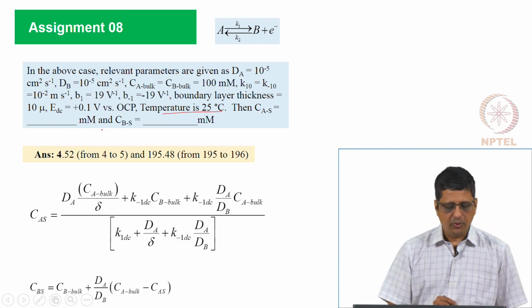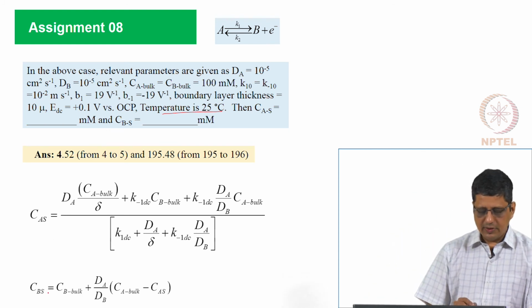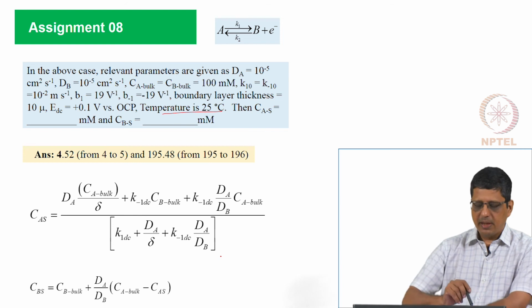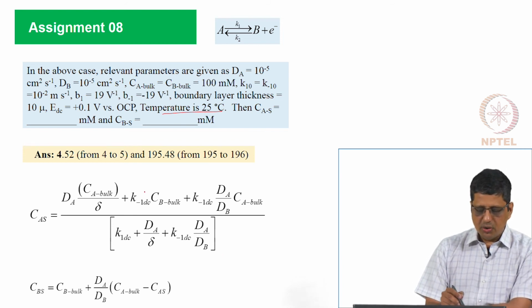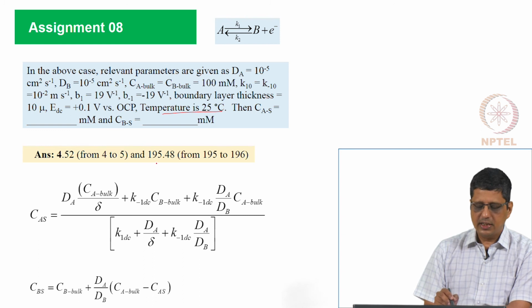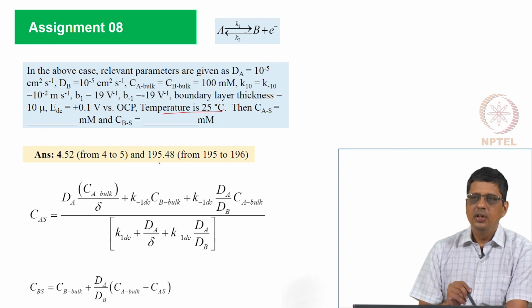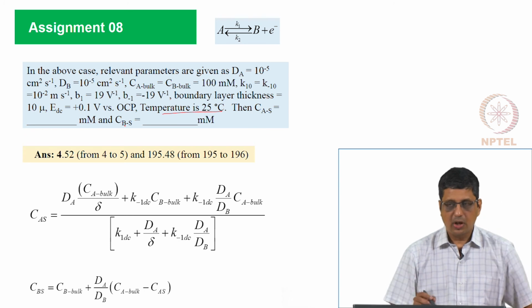Now, we have derived this equation which relates the concentration of A on the surface and B on the surface to the parameter values. You have to refer to that equation and then substitute for these individual values. You will find that concentration of A is 4.52 and concentration of B is close to 195. Because it is positive DC bias with respect to open circuit potential, Ca is going to be less than Cb on the surface.